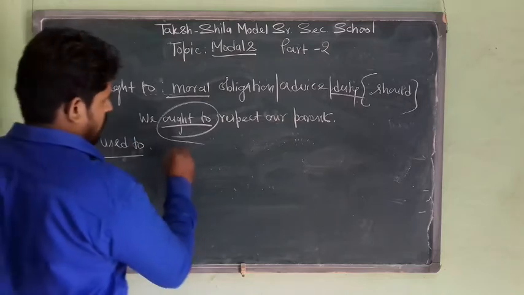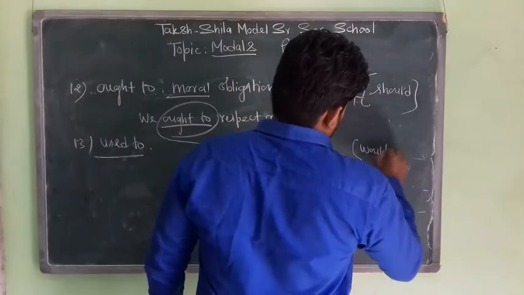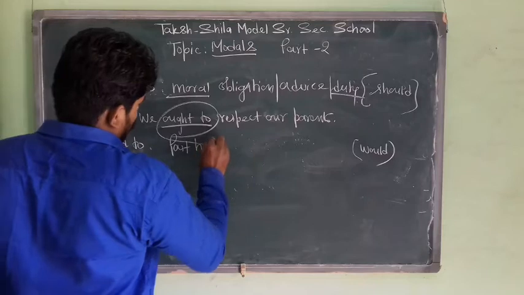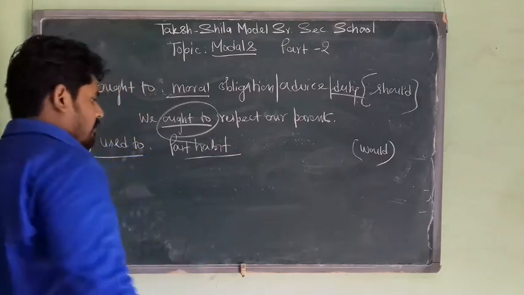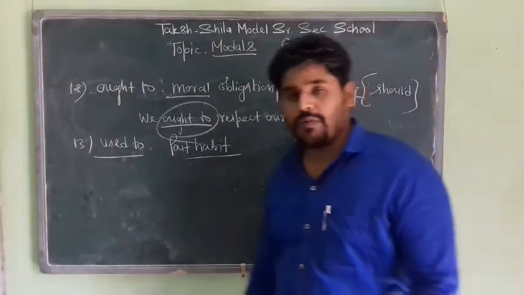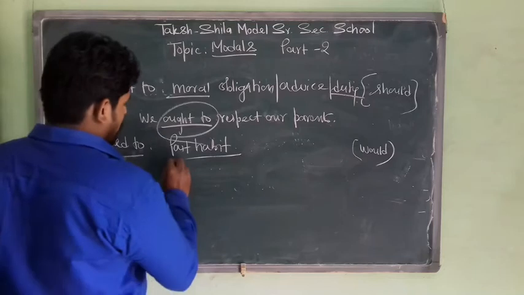Used to can interchangeably be used with would. It shows what? Past habit. I have already explained to you what past habit is. Something that we used to do earlier, but now we have stopped doing this. Means this is not a part of our habit. So let me just give you an example.